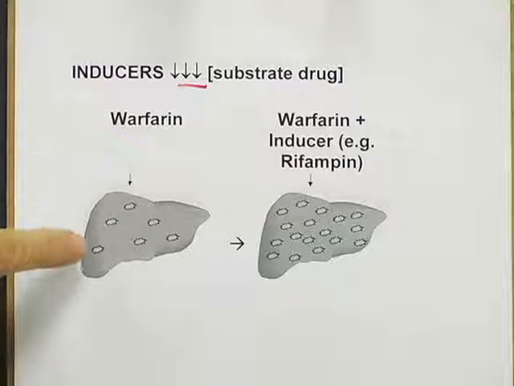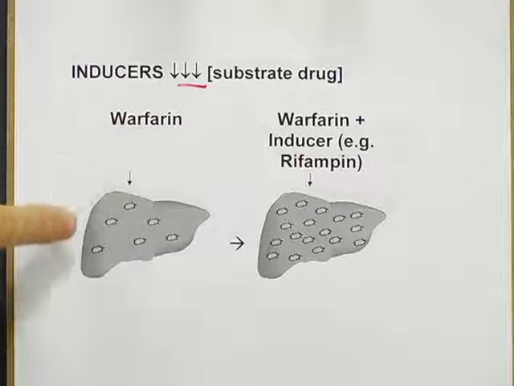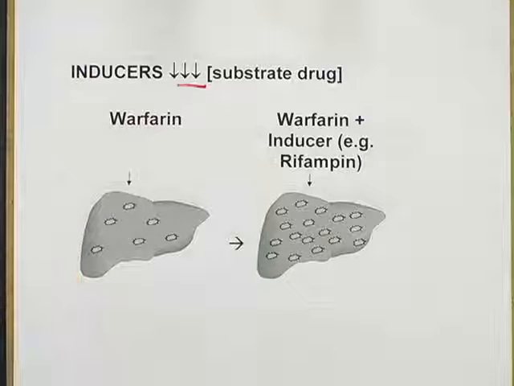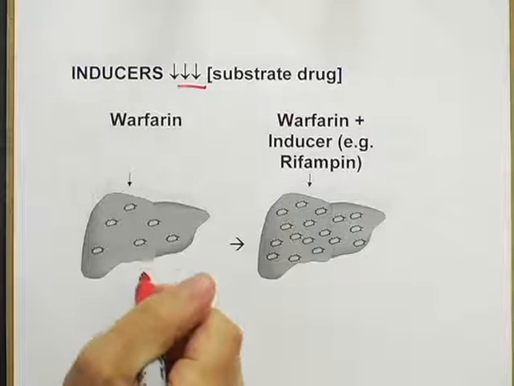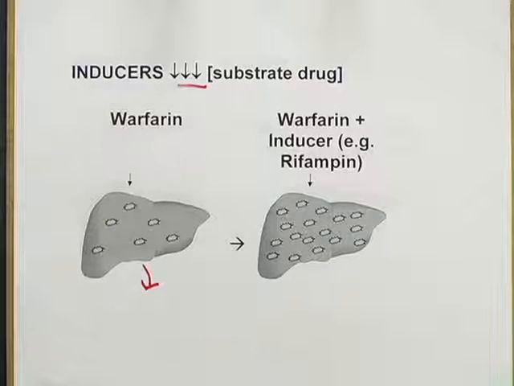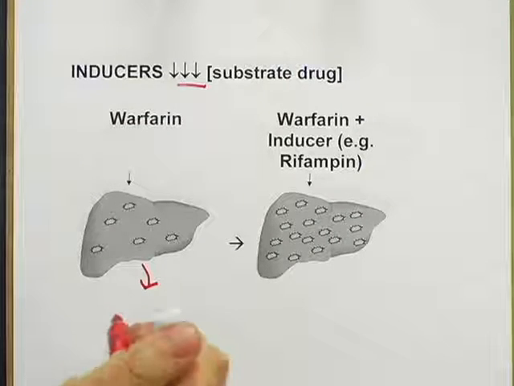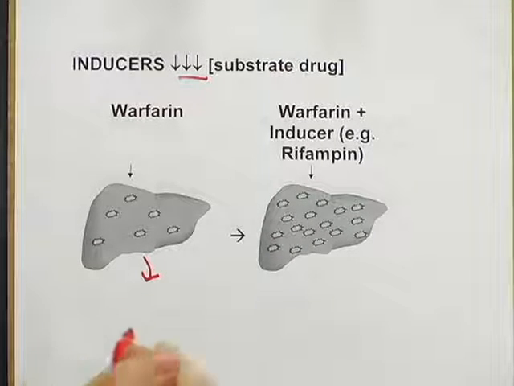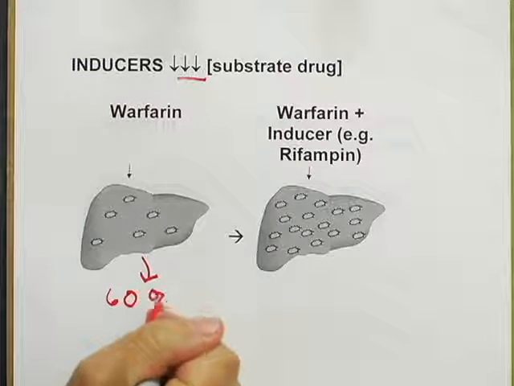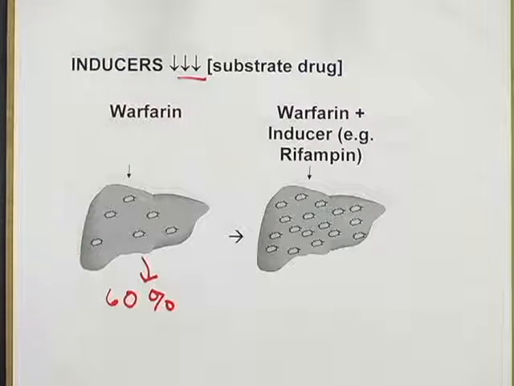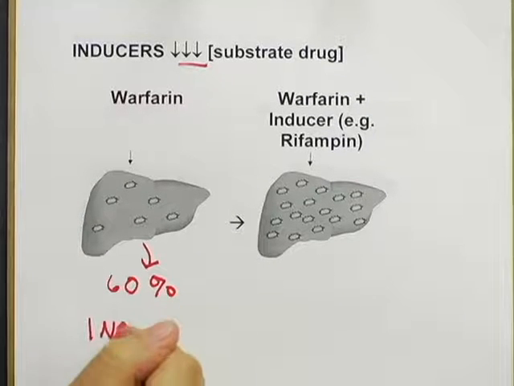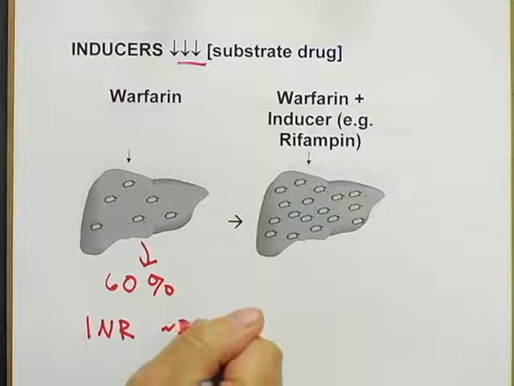So warfarin, you swallow the warfarin pill. It goes through first-pass metabolism. We're using the liver as an example of first-pass metabolism where much of it takes place. These numbers are just for example, they're not actual, but let's pretend that 60% of warfarin comes out. So we've lost 40% to drug metabolism, and this patient's INR is maintained at about 2.5.